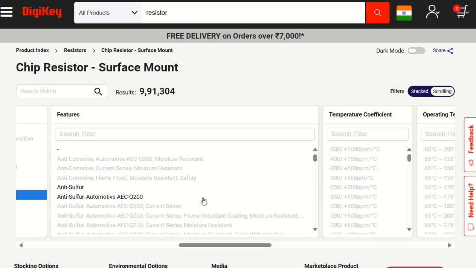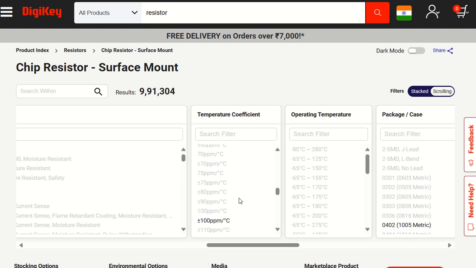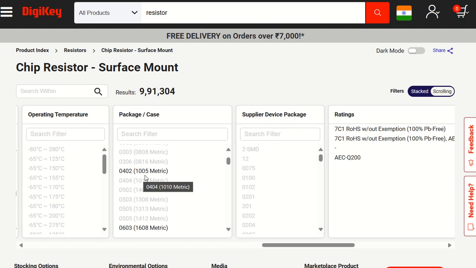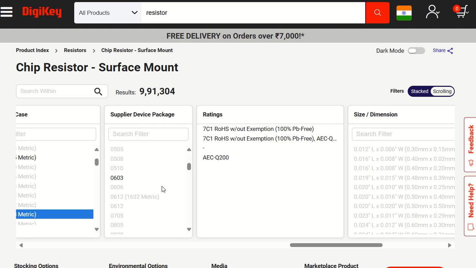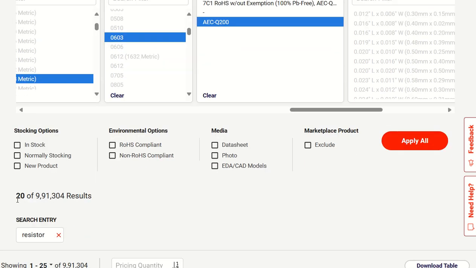We will take the feature AEC-Q200, but that we will take in ratings. Now, the temperature coefficient I was telling you, we will take plus minus 100. You can see plus minus 50 ppm, then plus minus 100 ppm, plus minus 150, and 200. So we'll just take plus minus 100 ppm. We have operating temperature and everything. Package is very important. I told you the metric was 1005 for 0402, and for 0603 it is 1608. So we'll take 0603. Supplier device package you will take the same way, 0603. We wanted the rating as AEC-Q200. That's the understanding. Now you can see we have been left with very few, 20 out of 9 lakhs. So 20 resistors are still shown.